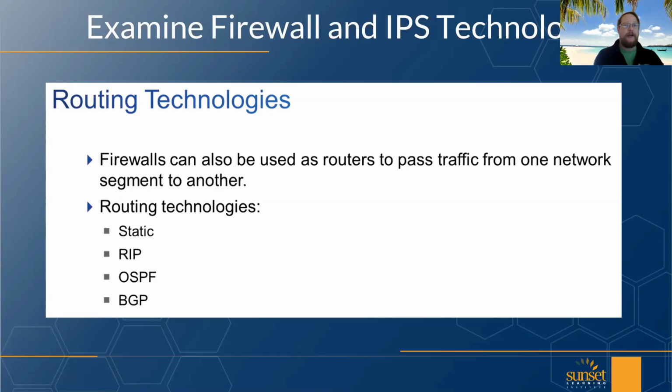And as you can see here, the firewall itself can actually act like your edge router. Absolutely no problem. It can pass traffic from your outside to your inside environments. No problem using static routes, RIP, OSPF, or BGP. Absolutely.